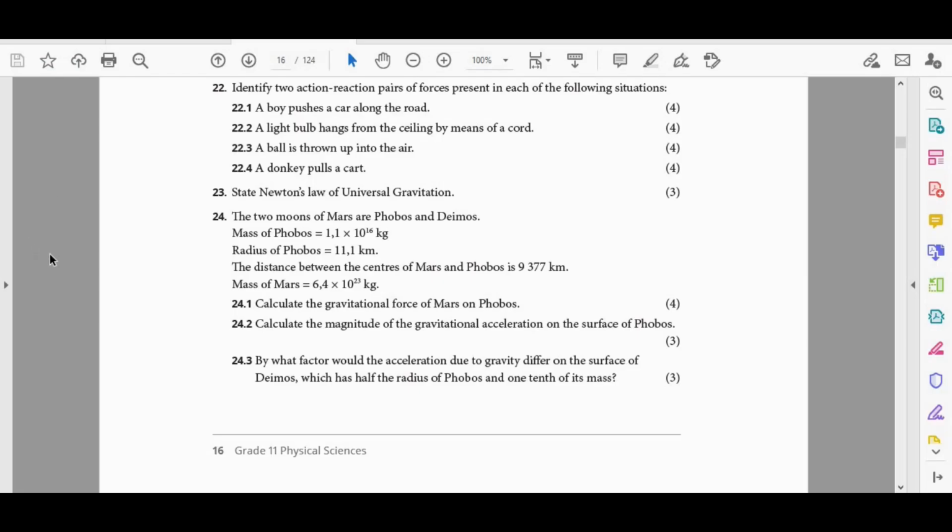24.3 says, by what factor would the acceleration due to gravity differ on the surface of Deimos? I'm going to go with Deimos. Maybe Deimos sounds a bit more Greeky. Deimos, which has half the radius of Phobos and 1/10 of its mass.